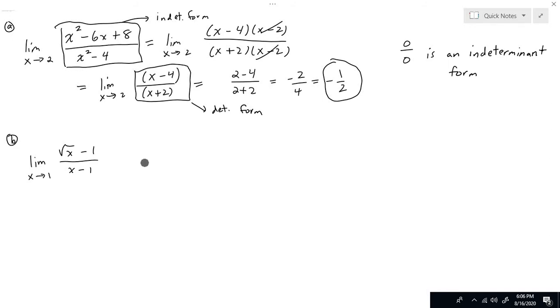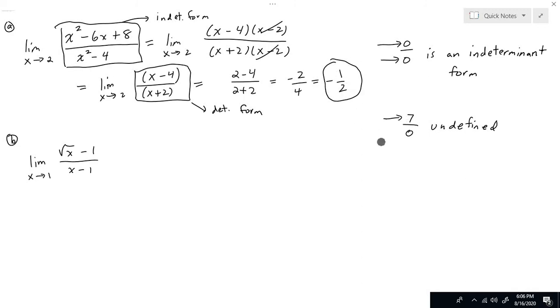By the way, undefined is different than indeterminate. If you get something like 7 over 0 after you use direct substitution, that is considered undefined, as opposed to indeterminate. The reason is when you have a number approaching 0 divided by another number approaching 0, it is possible for this to actually get closer and closer to a number like -1/2.